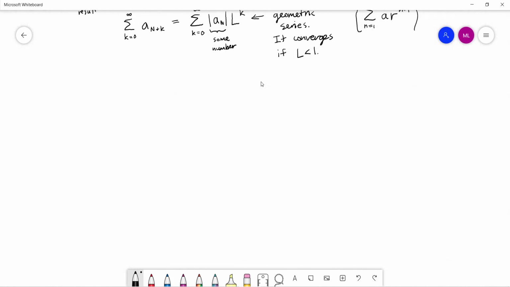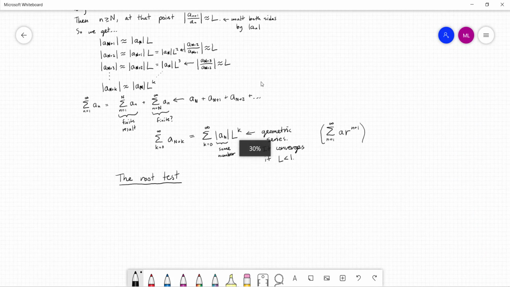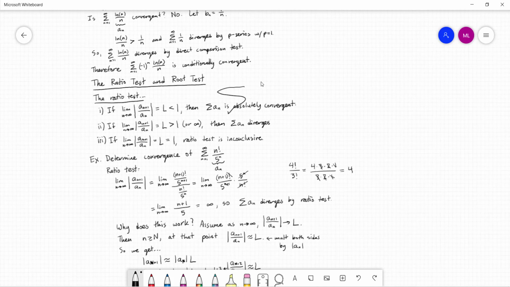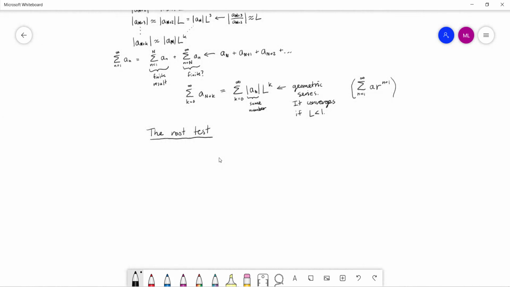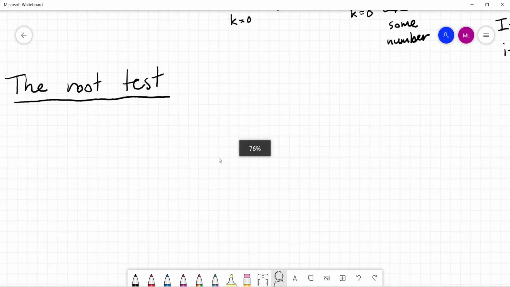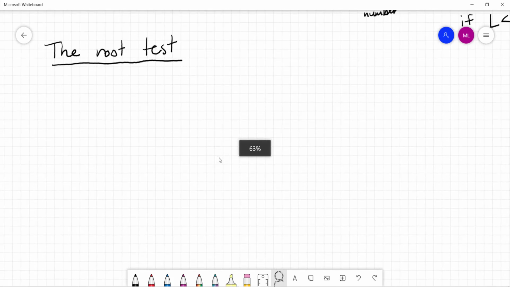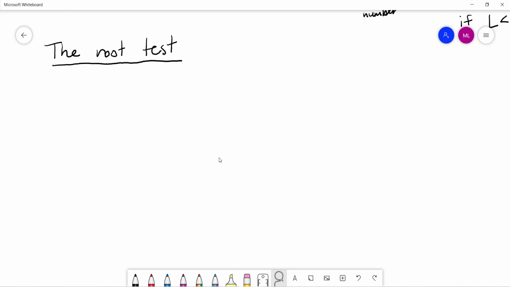We have another test. Let me do the other one, the root test. The root test will allow us to deal with, so again, just to be clear, the ratio test was great. If we look back at the examples we did, the ratio test is great when we're dealing with factorials and exponentials. Ratio works great in those cases. Let me move this back over to the side here a little bit, just so I can get this formatted a little better. The root test is going to work on terms that have radicals in them.